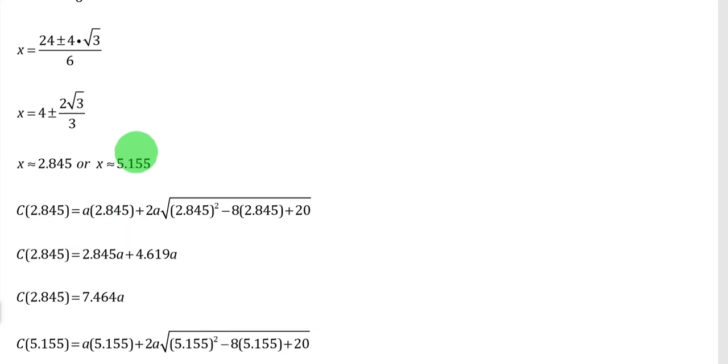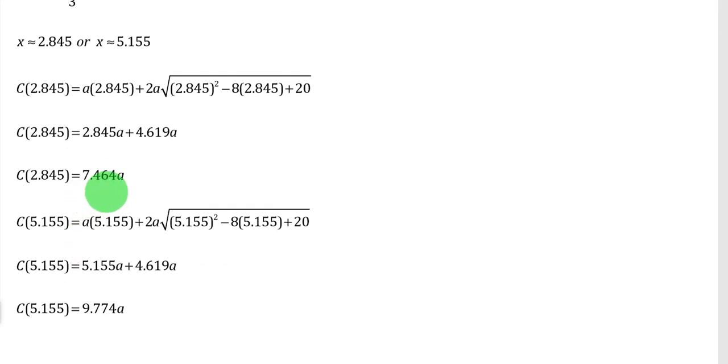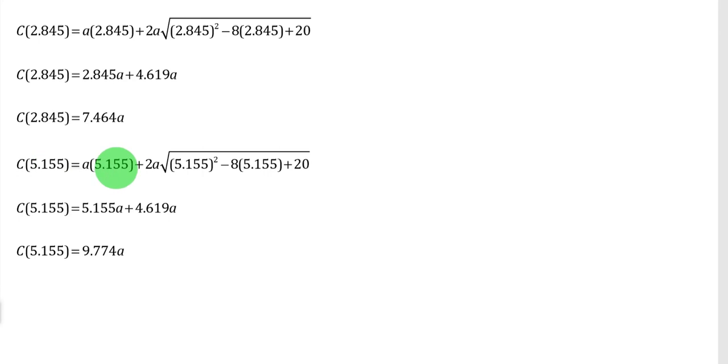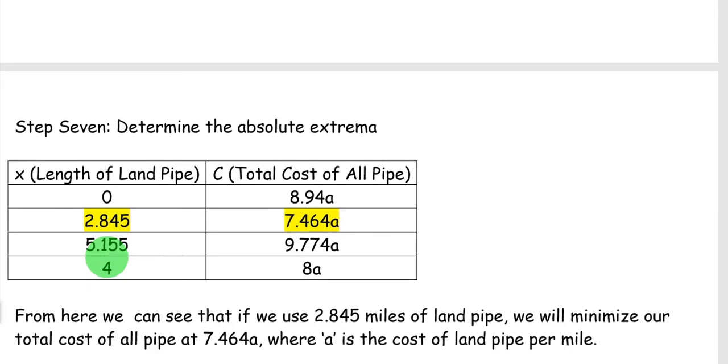In order to figure out the actual critical points, we have to plug this back into our original optimization equation. So we're going to plug that back into the original optimization equation based on x. We're going to plug in our 2.845 first, and we get 7.464a. We're going to plug in our 5.155. We're going to get 9.774a. Now it's interesting to note that our 5.155 is not within our feasible domain, so we really wouldn't include it. It's not going to matter anyways because it's not going to optimize what we're trying to do, which is to save money.